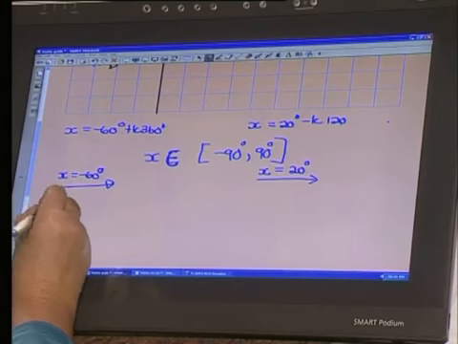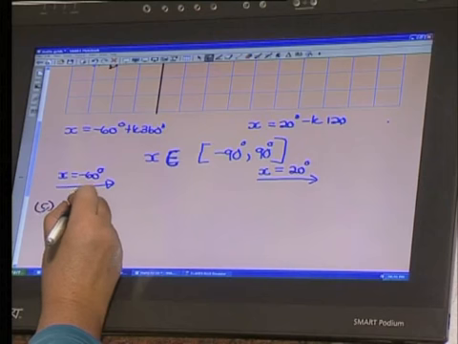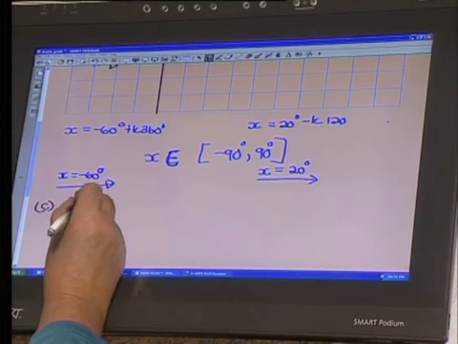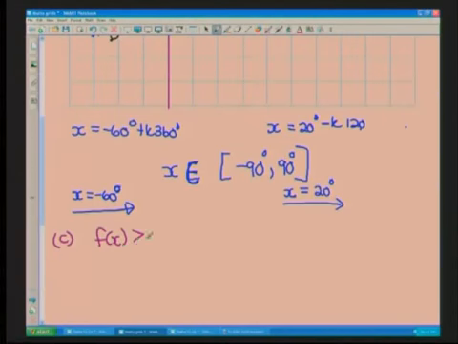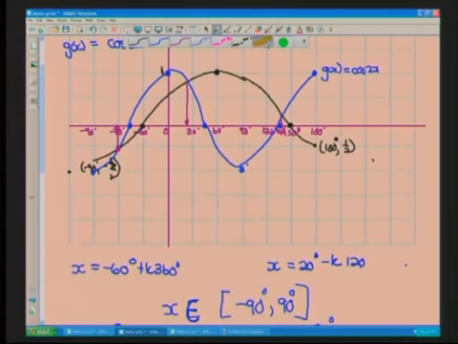Okay, so now I think what's mean, and I've just said that now, is that whoever set this question kept changing the restrictions. Now that makes it hard because you've got to be conscious the whole time where you are working on the graph. So your question C says the following. It says use your graph to determine the value of x where f of x is greater than or equal to g of x. But now they are mean. They say x an element of 0 to 180 degrees. So they're again changing the restrictions. It's very mean because they're making you stay on top of your game here. So that's 0 to 180.